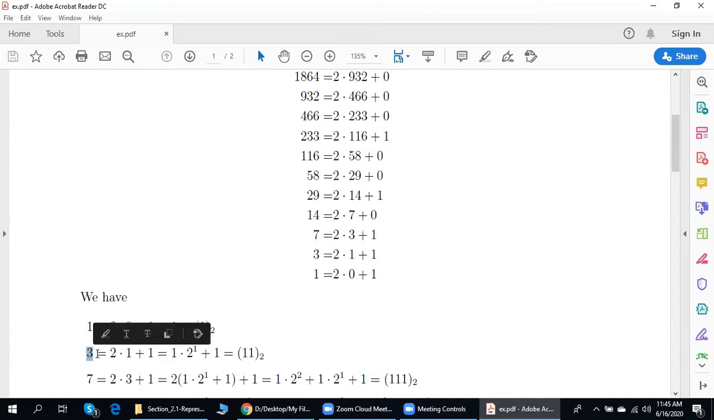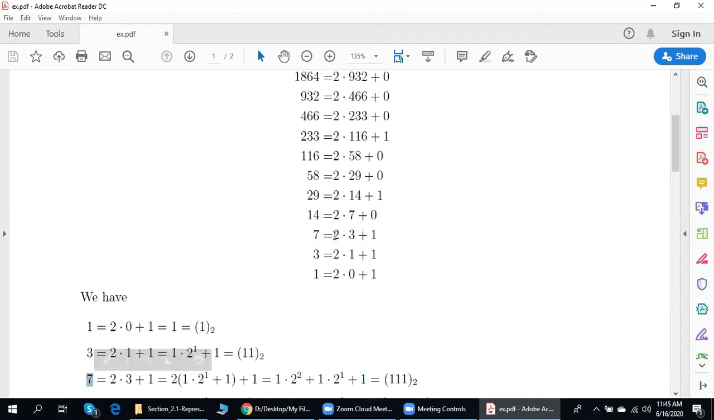So 3 base 10 is equal to 1, 1 base 2. And indeed, in order to come up with this expansion, we just read remainders up. 1, 1.